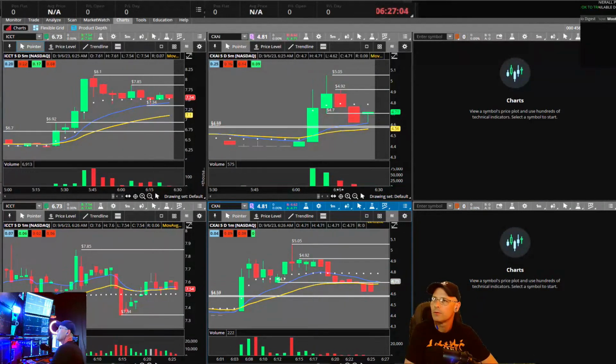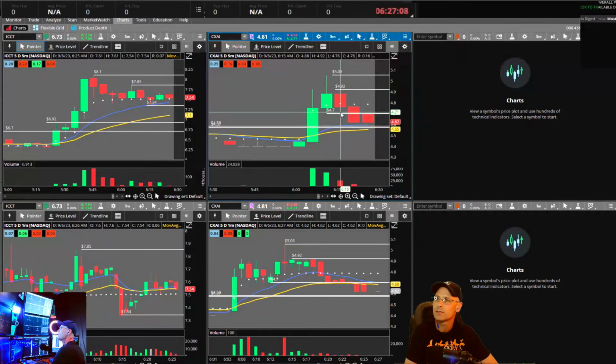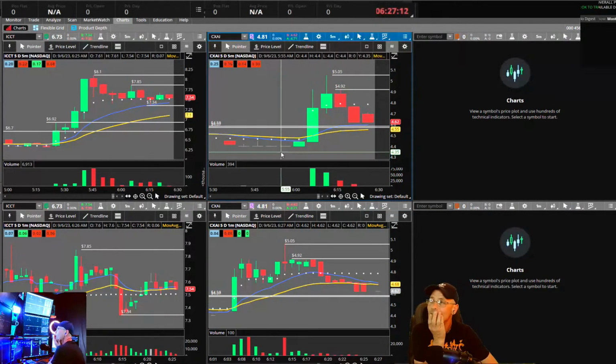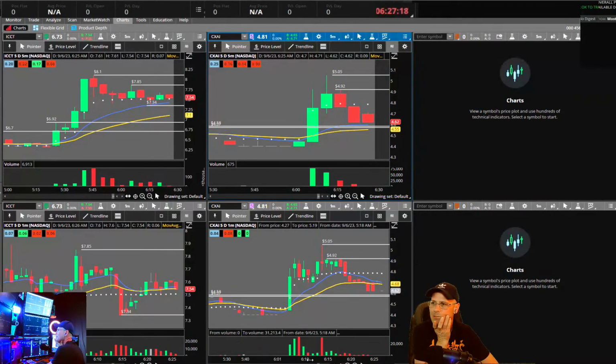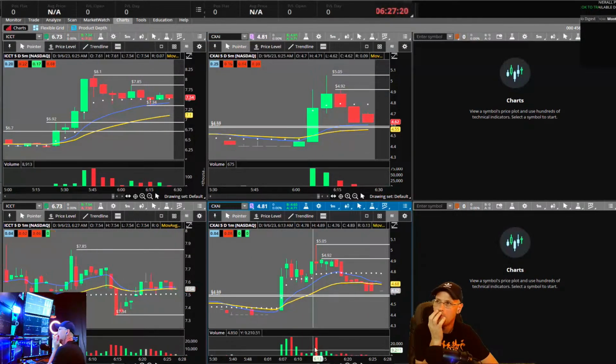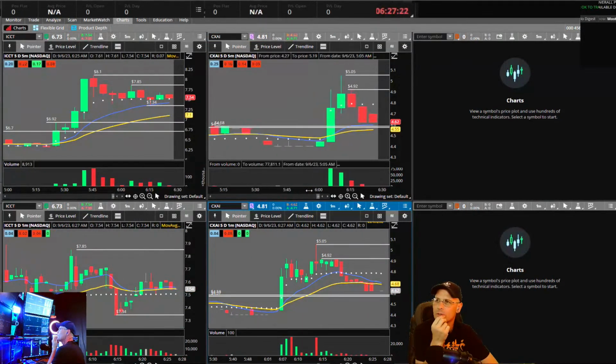All right, so I'm going to go over my lines here again. Okay, so we have that 5-minute consolidation. CXAI selling off a lot more than what I wanted to see. I just don't know if I'd want to trade that one out of the gate.